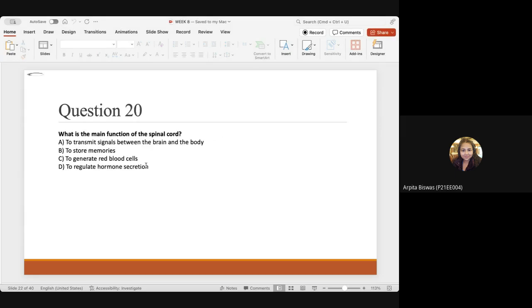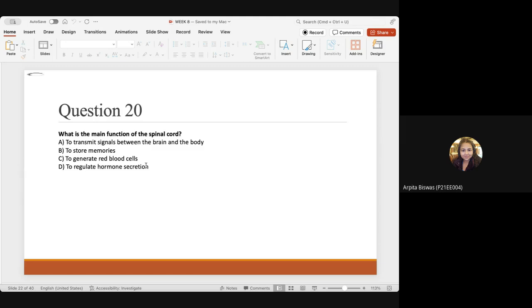Okay, next move toward question number 20. What is the main function of the spinal cord? Option A is to transmit the signal between the brain and the body. Option B, to store the memories. Option C, to generate the red blood cell. Option D, to regulate the hormone secretions. So the right option is option A, to transmit the signals between the brain and the body.